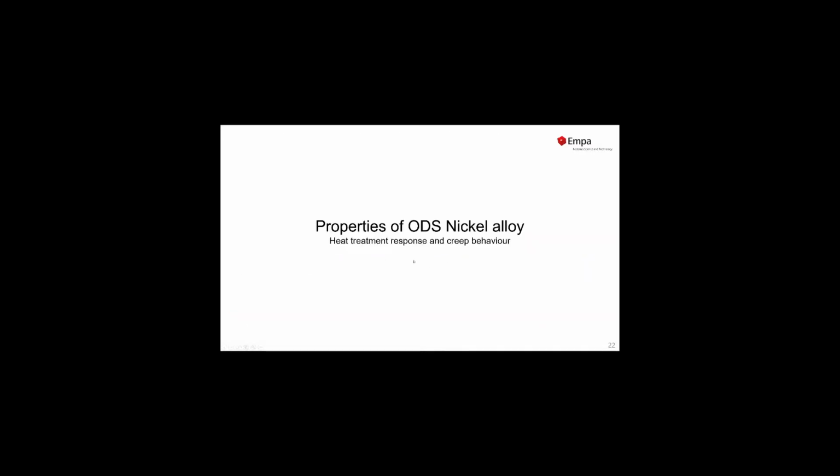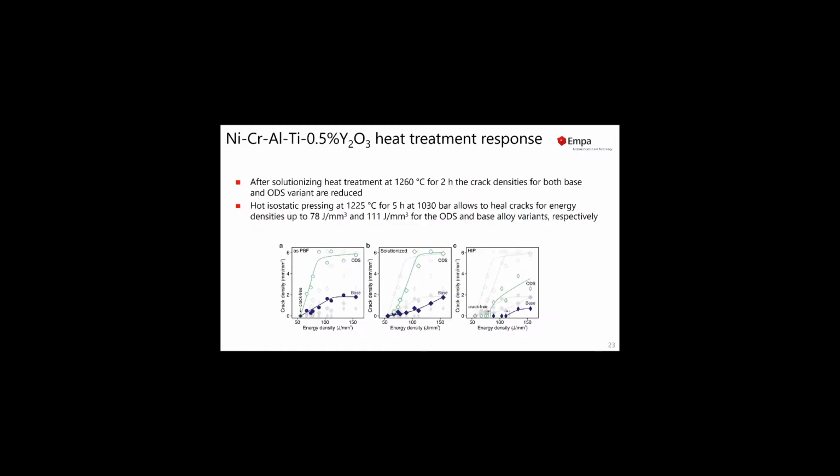Okay, so we continued our research and looked into the heat treatment response and finally also the creep properties of our alloy. So first of all, we checked the overall microstructure and the defects after the heat treatments. And so what we found is that after solutionizing at 1260 degrees Celsius for 2 hours, the crack densities for both the base and the ODS variants are reduced. So here again, we see crack density as a function of energy density. And so we see a reduction also here of the crack density.